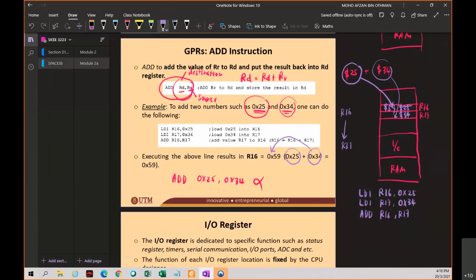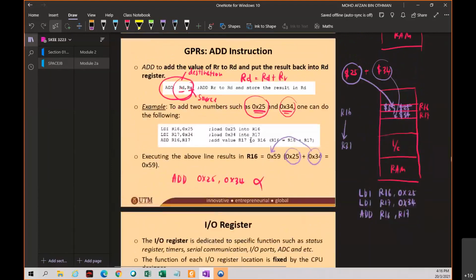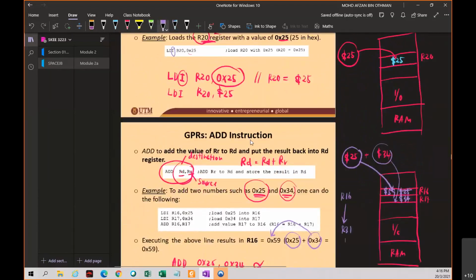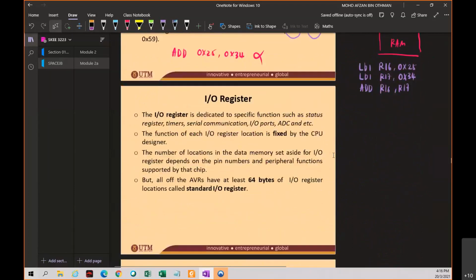Okay. So any question? Any other question? Soalan lain ada lagi tak? Okay, if no question, I'm going to... Okay, so kita dah habis bahagian GPR. Dekat atas ni kita dah tengok GPR. So what is the function of GPR? Now we're going to see the I/O register yang tengah-tengah ni. Apa itu I/O register? The I/O register is dedicated to specific functions such as status register.